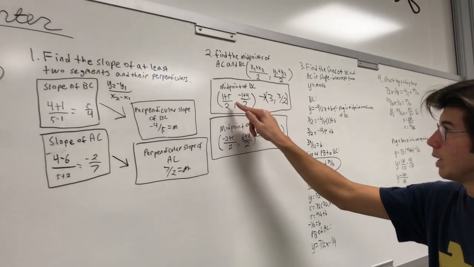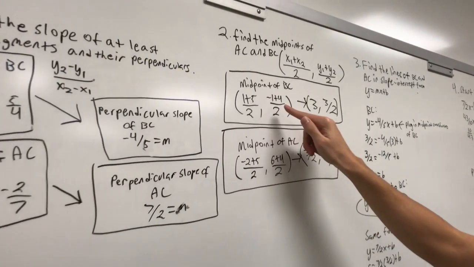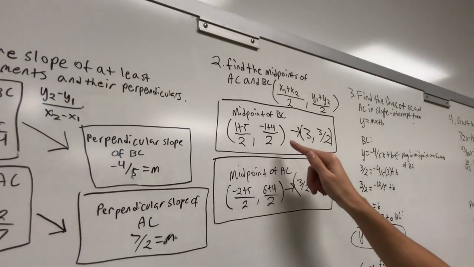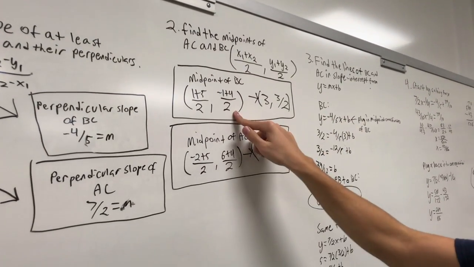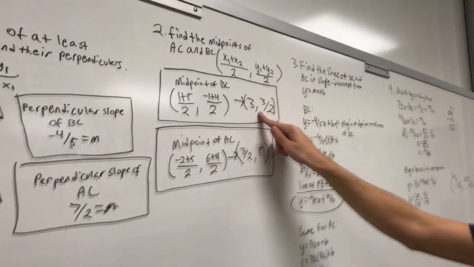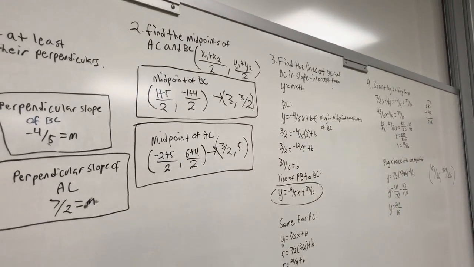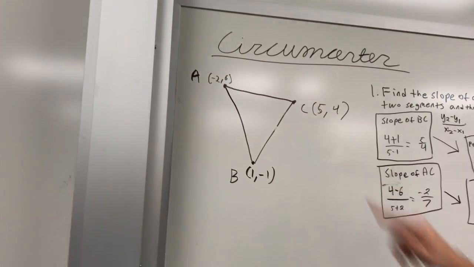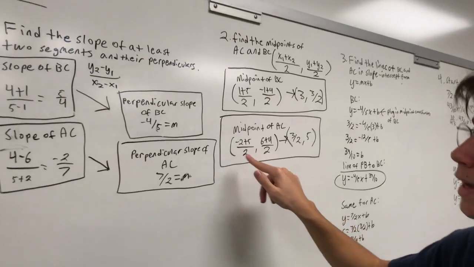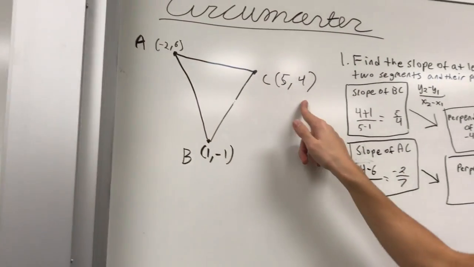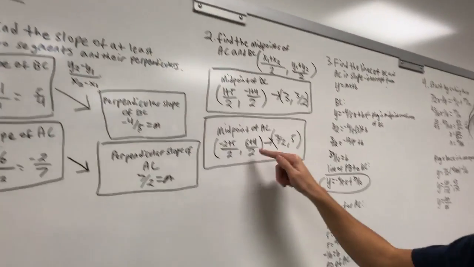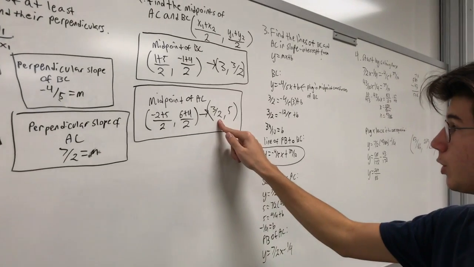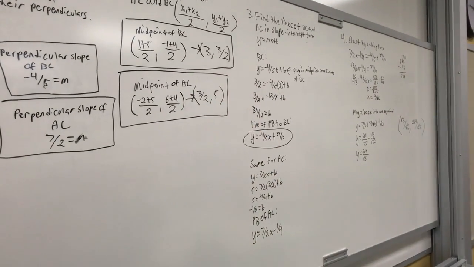You do 1 plus 5 over 2, and then -1 plus 4, or just 4 minus 1 over 2, and that should give you the point (3, 3/2). And if you do the same thing for AC, you should get -2 plus 5, so I have my -2, my 5, divide that by 2, and then my 6 and my 4, and divide that by 2, so that's just 10 over 2. So you end up getting (3/2, 5).